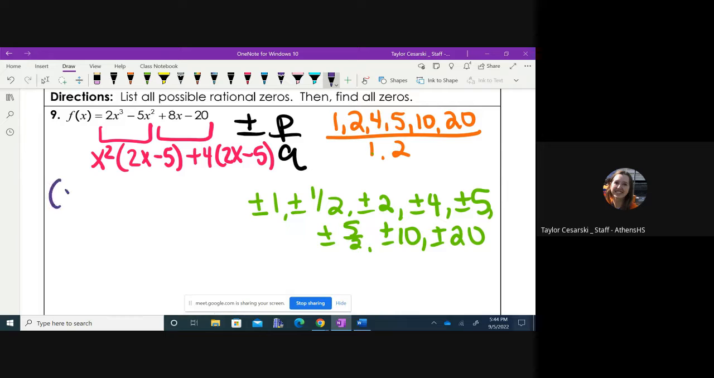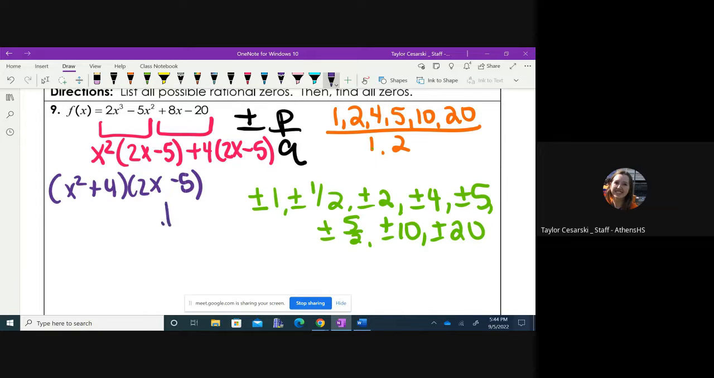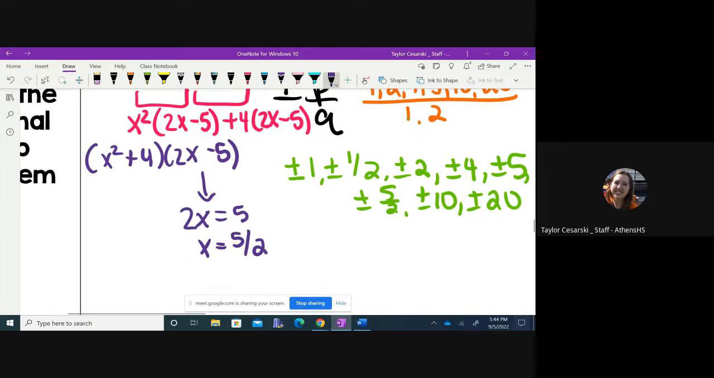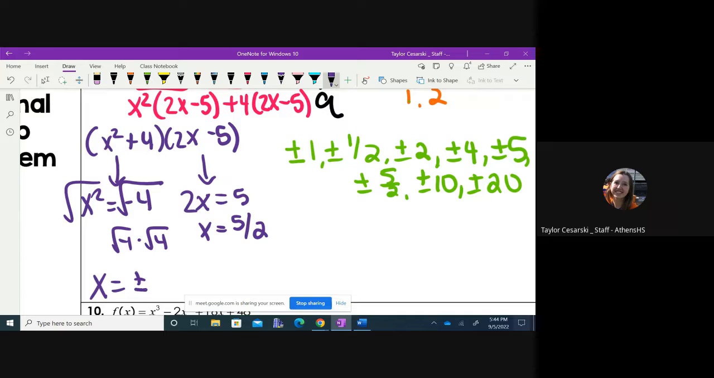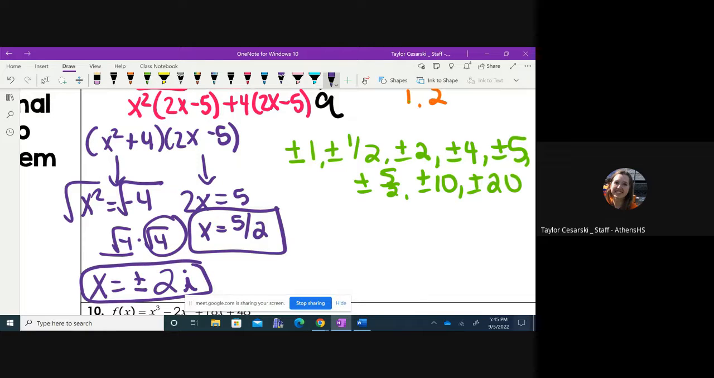So I'm going to rewrite this as (x squared plus 4)(2x minus 5). I'm looking for 3 total roots because it's degree 3. I'm going to set this equal to 0, so 2x equals 5 and x equals 5/2. And we actually already did x squared plus 4 on the previous page. So x squared equals negative 4, take the square root. So that's going to be the square root of negative 1 times the square root of 4. So x equals, don't forget your plus or minus, this is 2, and this is i. So those are your 3 solutions.